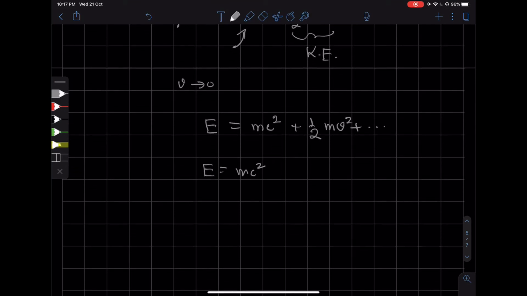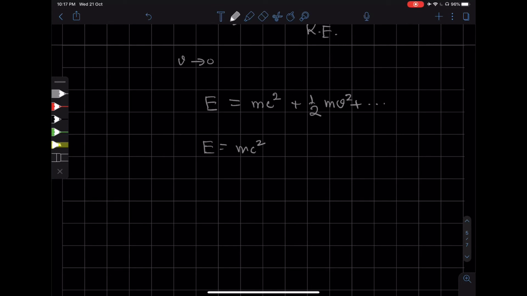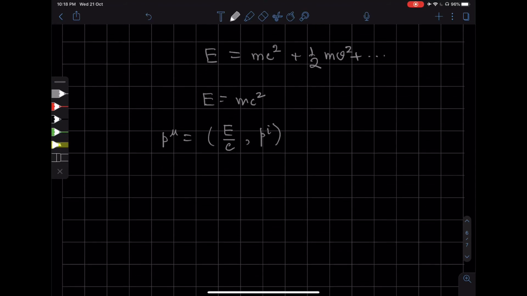So now with this definition of E, we can now write p mu, the four momentum. The zeroth component of the four momentum is then E divided by c. And then the other components are p1, 2, 3. Now, p mu is an example of a contravariant vector. And then p downstairs mu is an example of a covariant vector.